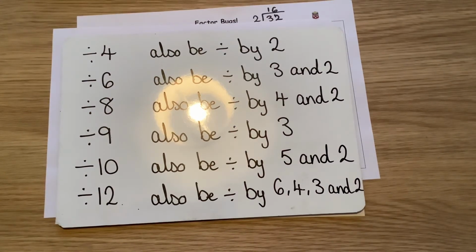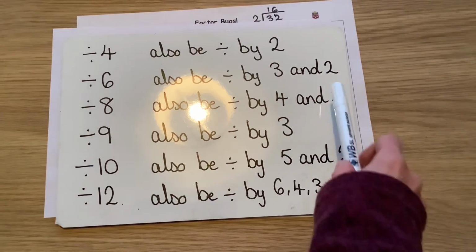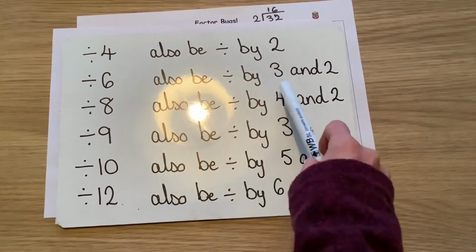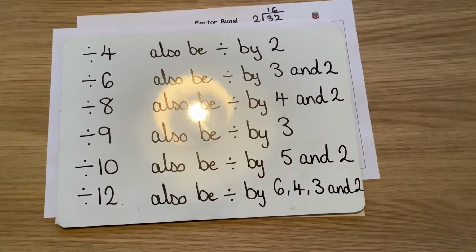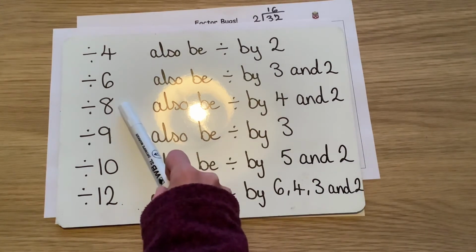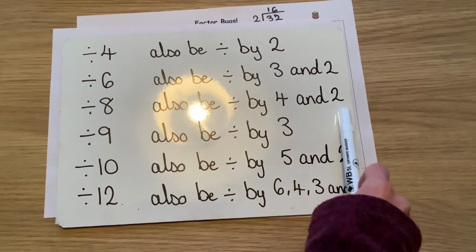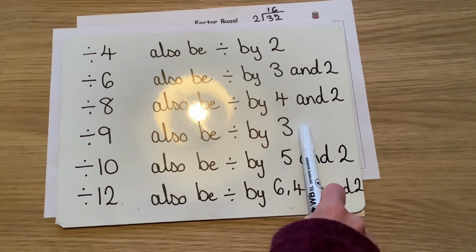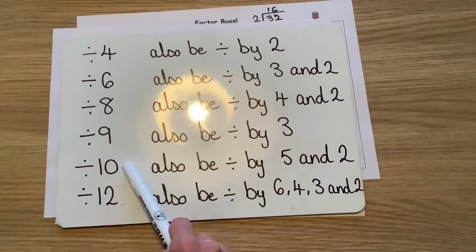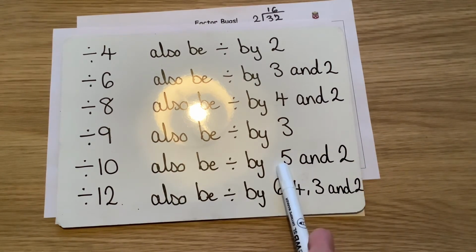Don't forget, if you know that you can divide a number by 4, you can also divide it by 2 because it's an even number. If you can divide by 6, then you can also divide it by 2. But 6 is also part of the 3 times table. So if I can divide a number by 6, I can also divide it by 3. If I can divide a number by 8, I can divide it by 4 and 2 as well. If I can divide it by 9, I can also divide it by 3. If I can divide it by 10, it can also be divided by 5 and by 2.